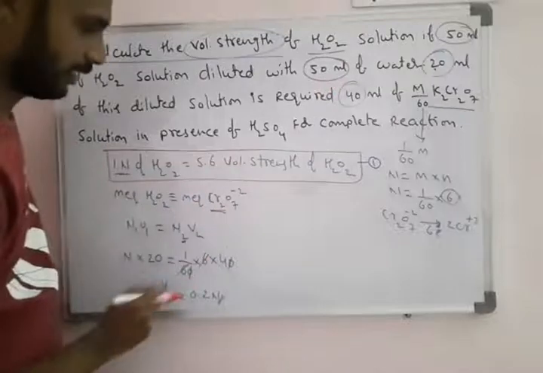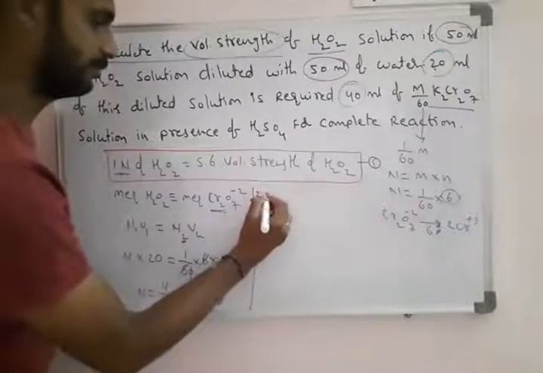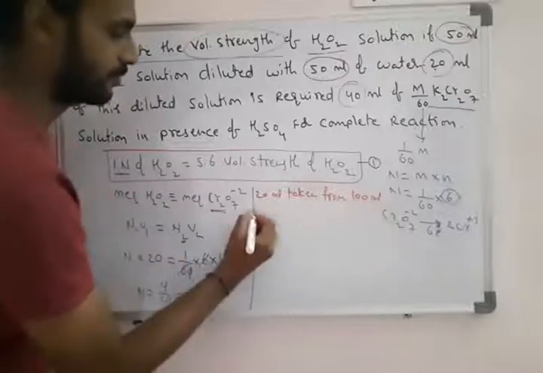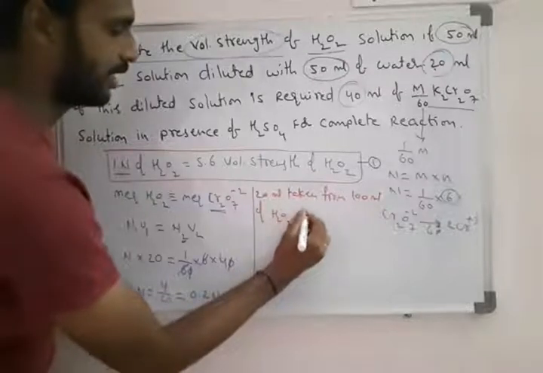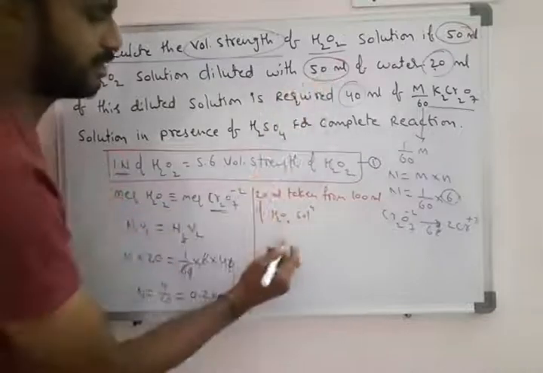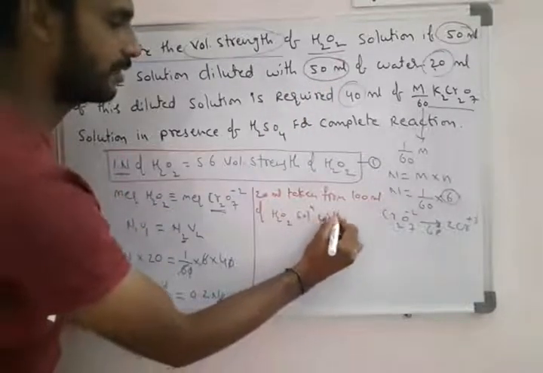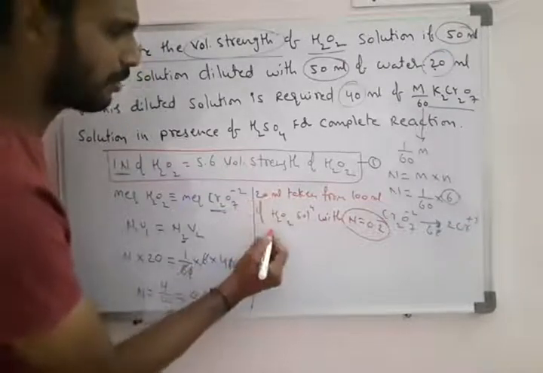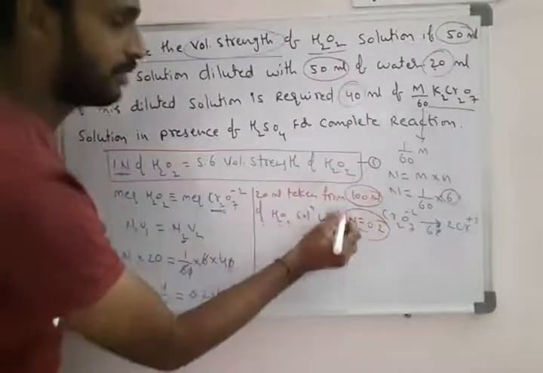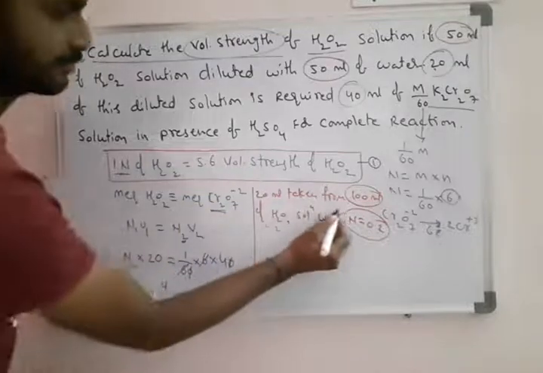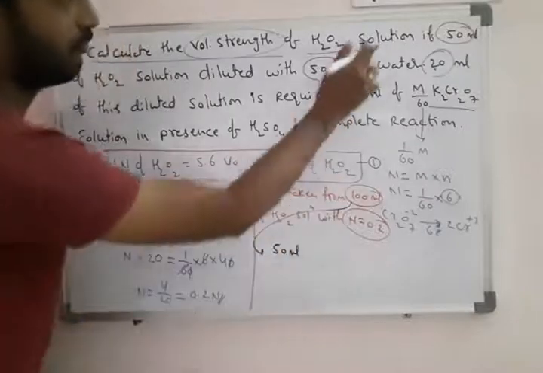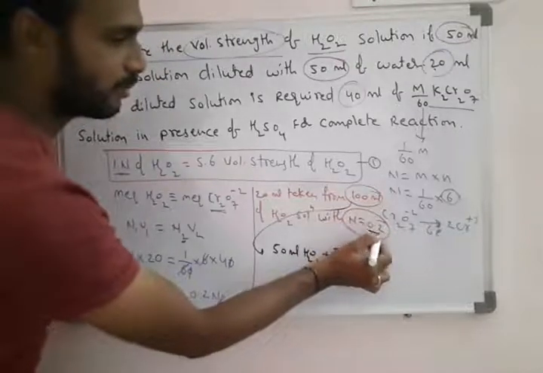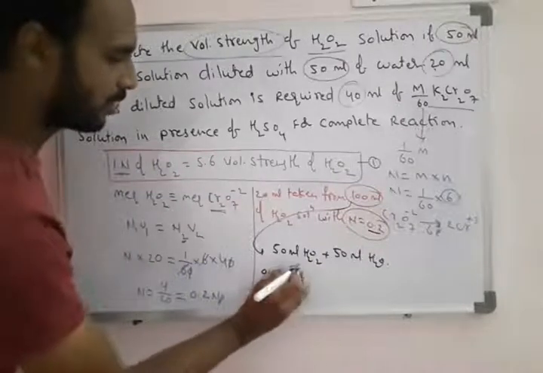Means this is the normality after dilution. So the 20 ml is taken from 100 milliliter of H2O2 solution with the normality 0.2. The normality of the 20 ml is nothing but the normality of that 100 milliliter solution after dilution. But this 100 milliliter of solution actually is 50 milliliter of hydrogen peroxide and 50 milliliter of water. Means after dilution the normality is 0.2.